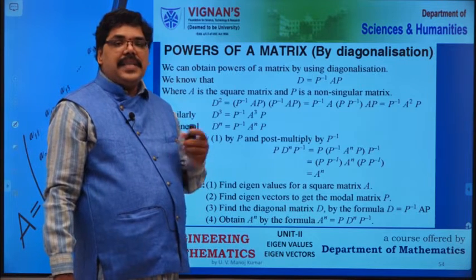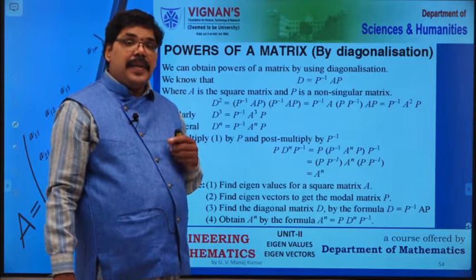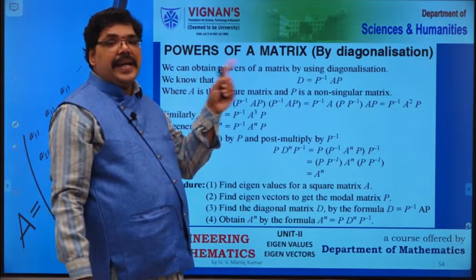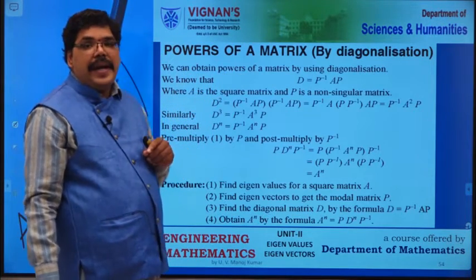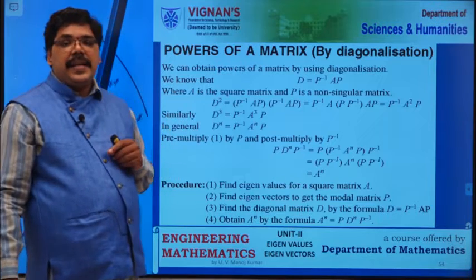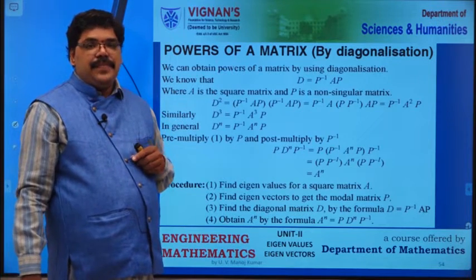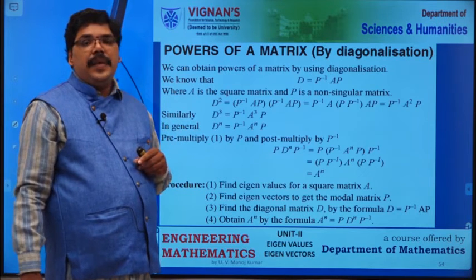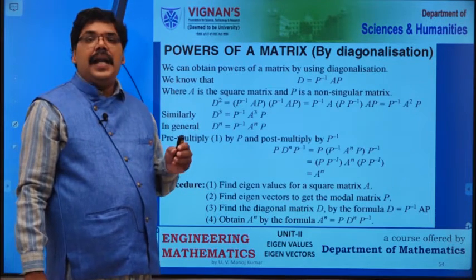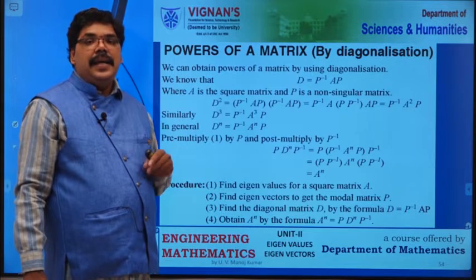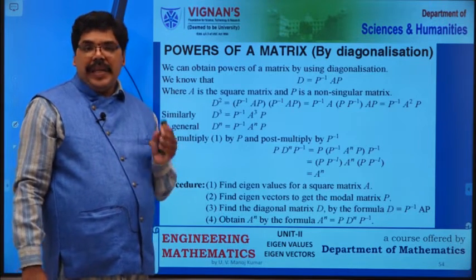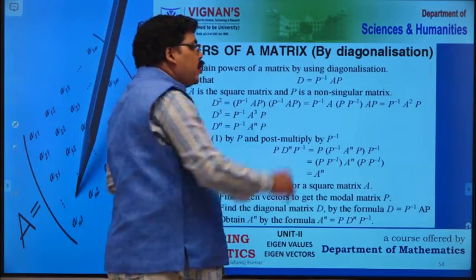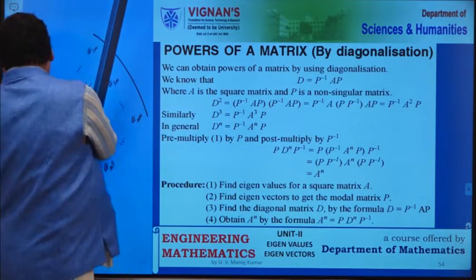Now we will see the next topic. The next topic is powers of a matrix by diagonalization. How to find powers of a square matrix by diagonalization. It is very simple. So what is the relation between diagonal matrix D and given matrix A? D equals P inverse AP. You know this.